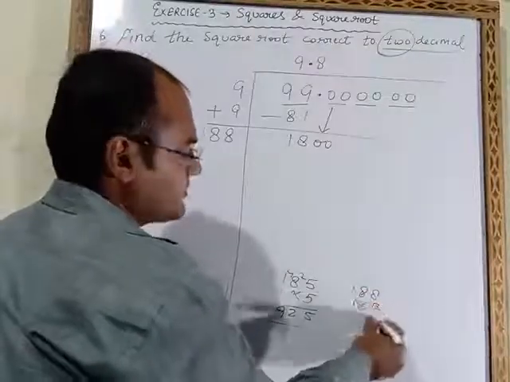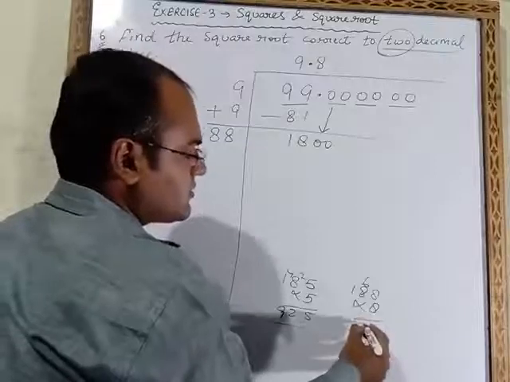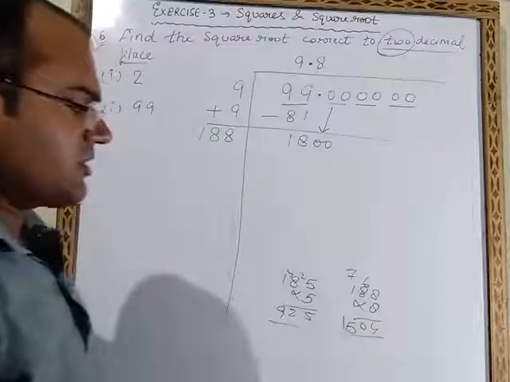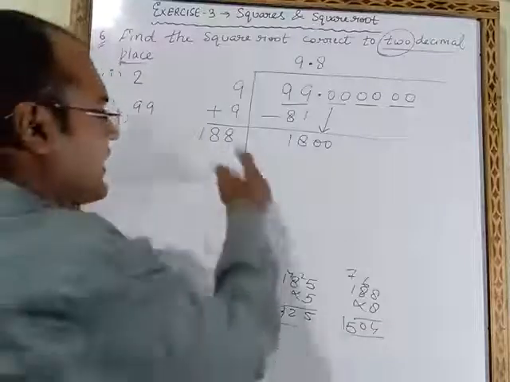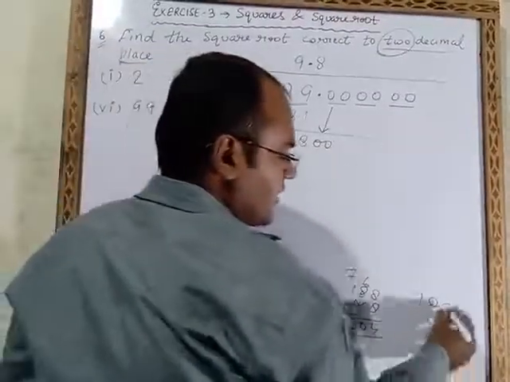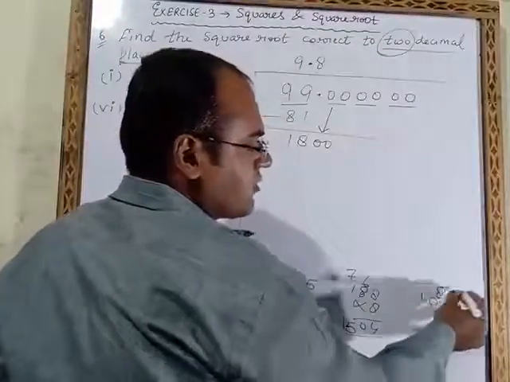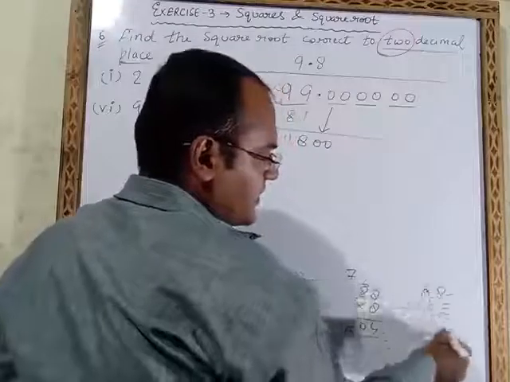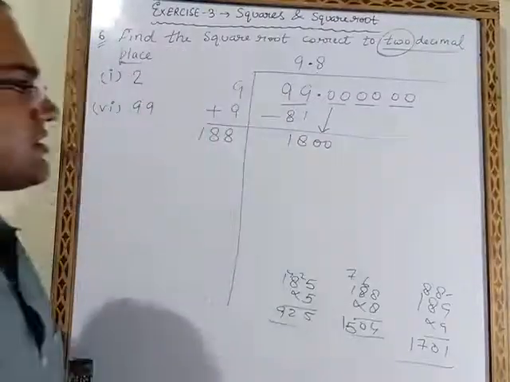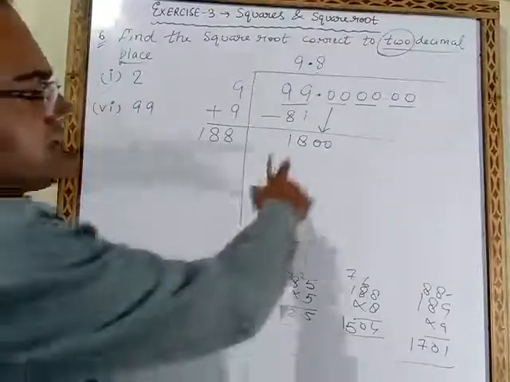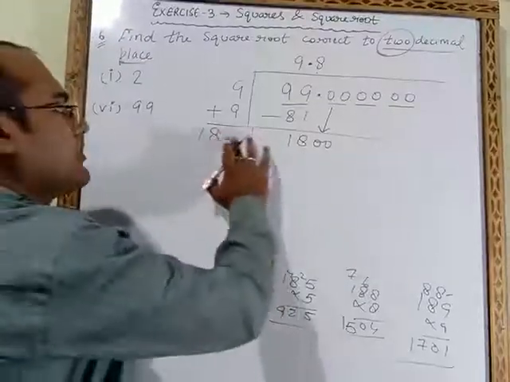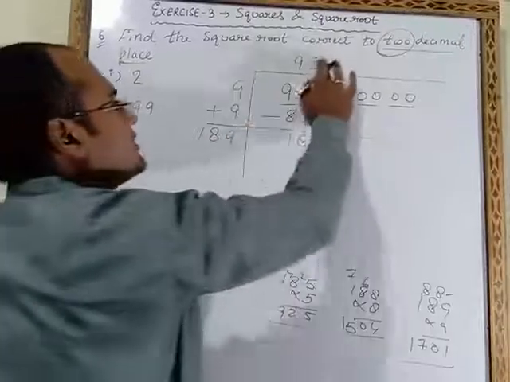188 times 8 is 1504. If we take 9, this will become 189. Then there also we have to take 9. 9 times 9 is 81, 9 times 8 is 72 and 8 is 80, 9 times 1 is 9, 9 plus 8, so this will become 1701. So this is okay. This is 1800 and here it is 1701. So we will take 9, 189 times 9.